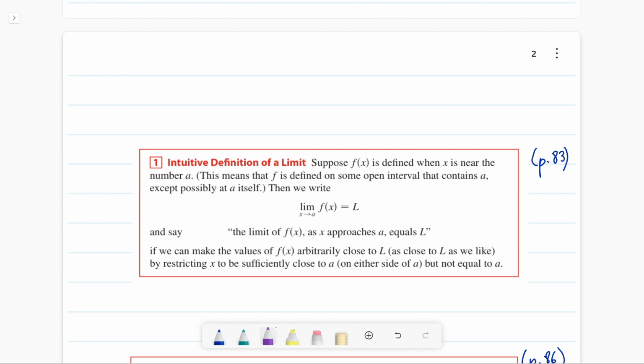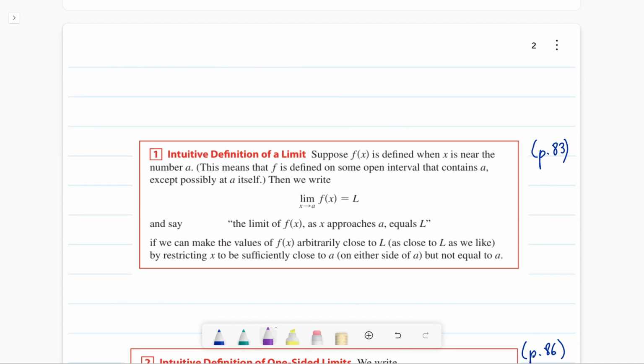Then we write limit as x approaches a of f of x equals L. And we say the limit of f of x as x approaches a equals L if we can make the values of f of x arbitrarily close to L, or as close to L as we like, by restricting x to be sufficiently close to a on either side of a but not equal to a.